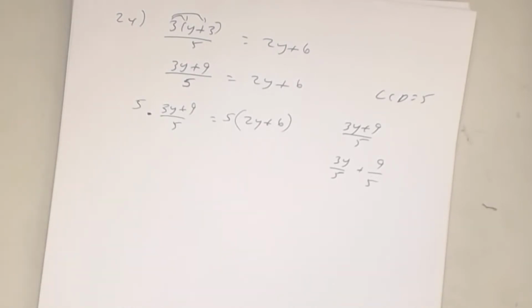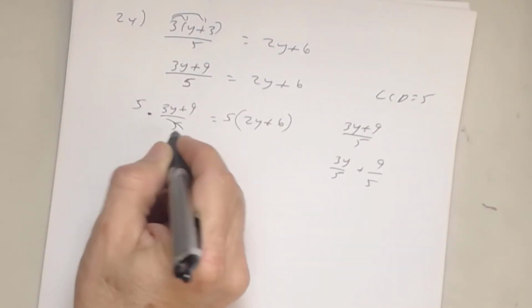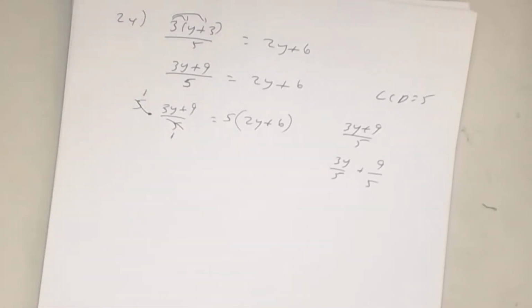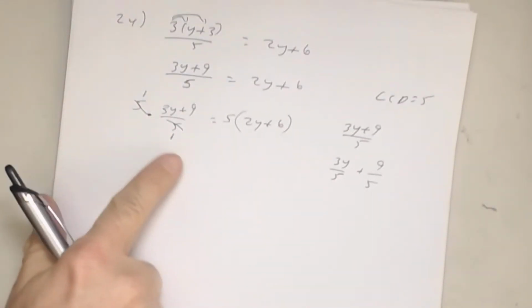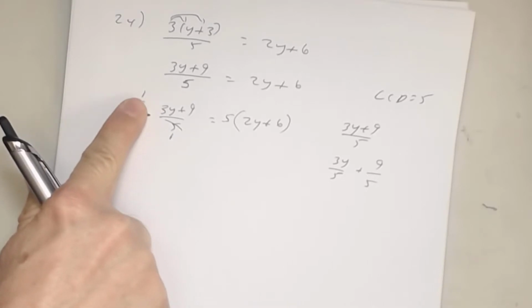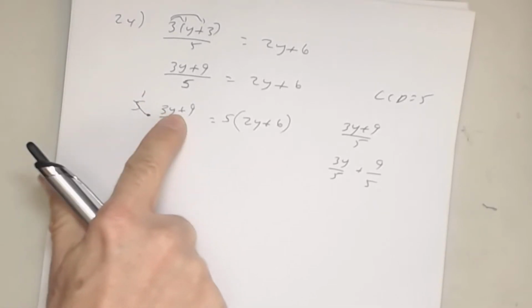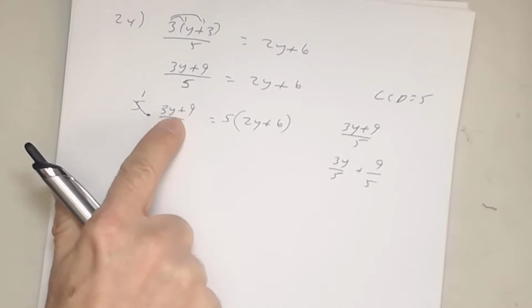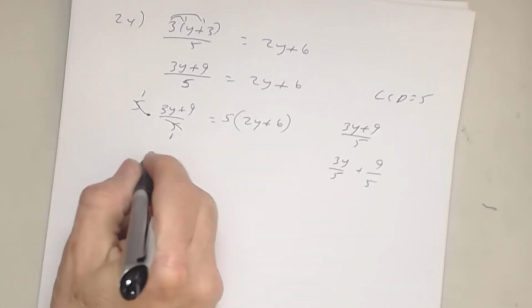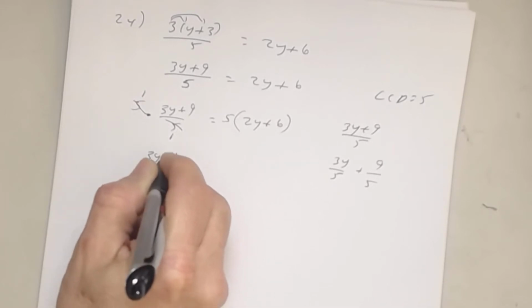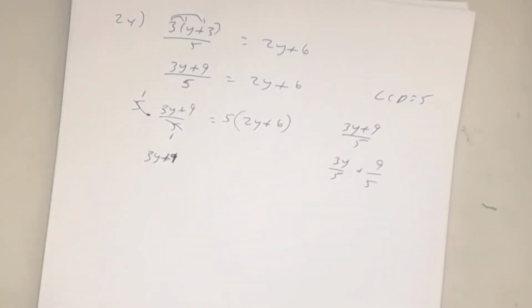Now, the left side's easy because remember the whole point of multiplying by the LCD is to clear the fractions. So when I reduce, it clears the fraction. In other words, you get 1 in that denominator. So watch. 5 into 5 is what? 1. And 1 being here is the easiest kind because 1 times this numerator is still what? That numerator, so still 3y plus 9. So I get 3y plus 9 over here. But notice, I no longer have that denominator 5.